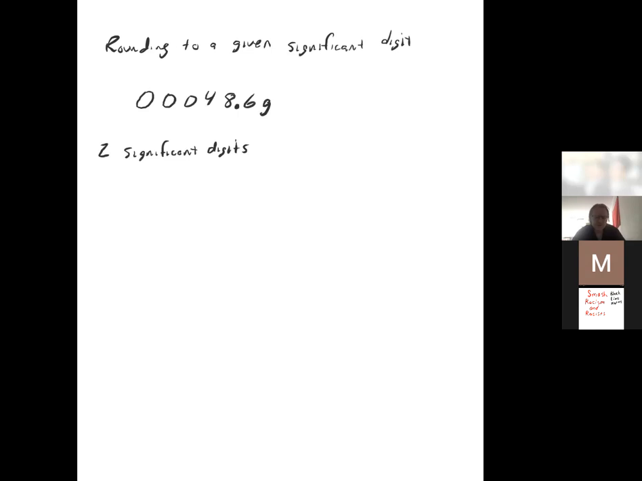Okay, the reason the zeros are in the front is that's what the analytical balance, the machine, would show you. It wouldn't get rid of the zeros in the front. It would just write the zeros in the front and show it to you. Okay, so we want 2.